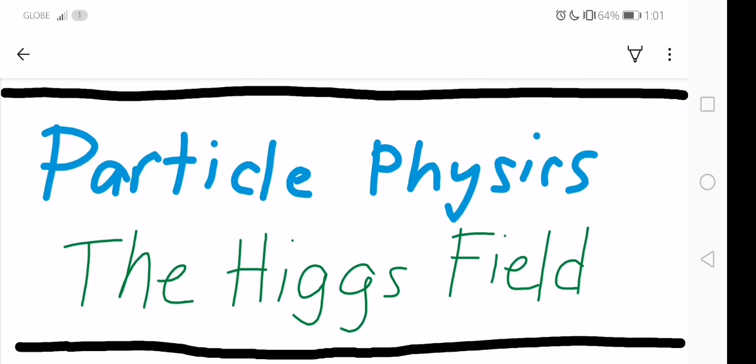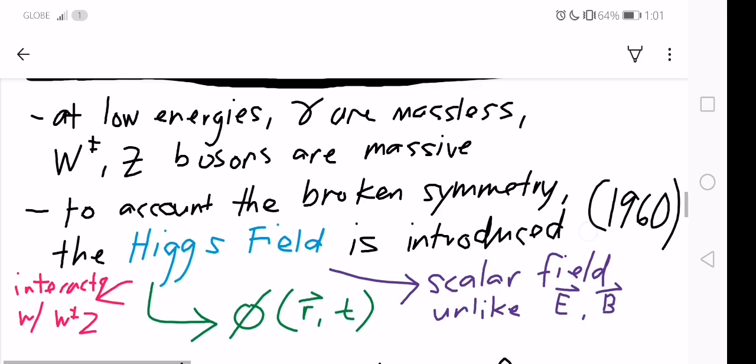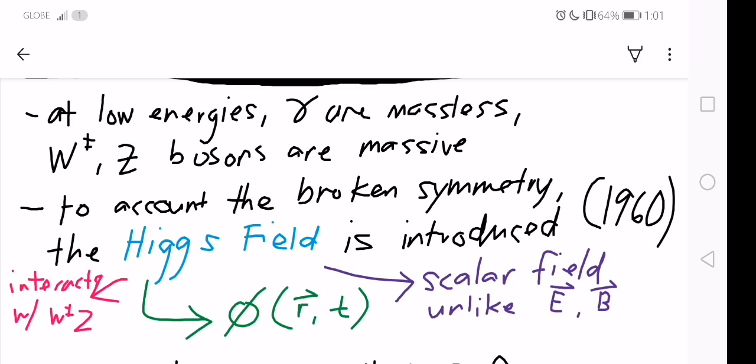So, one of the monumental successes of theoretical and experimental particle physics is the prediction and the verification of the Higgs field. So, according to electroweak theory, at low energies, the photons, which are massless, and the W and Z bosons are not the same. So to account for the broken symmetry at low energies, the Higgs field is introduced. So the Higgs field, unlike the electromagnetic fields, is a scalar field. So it only interacts with W plus minus and Z bosons.